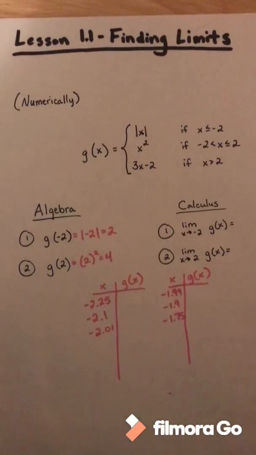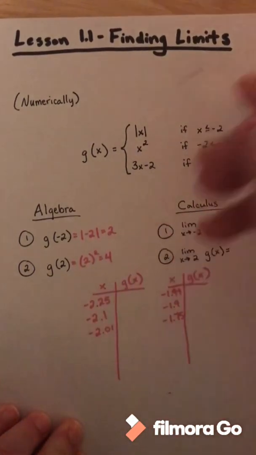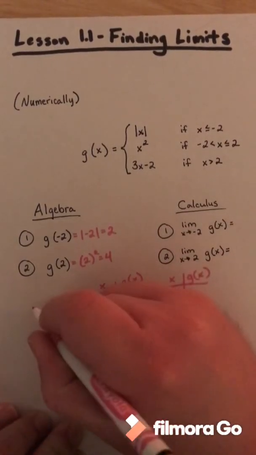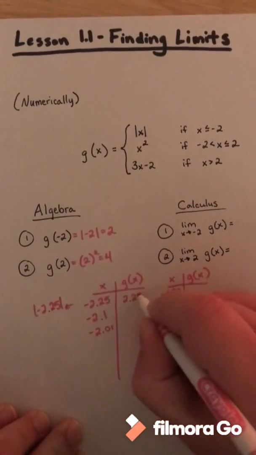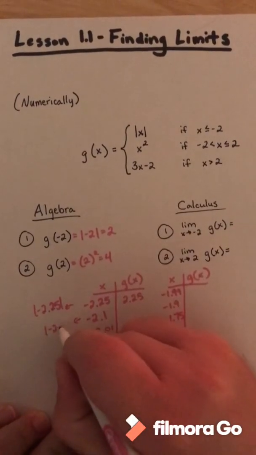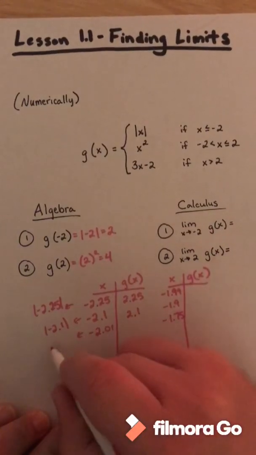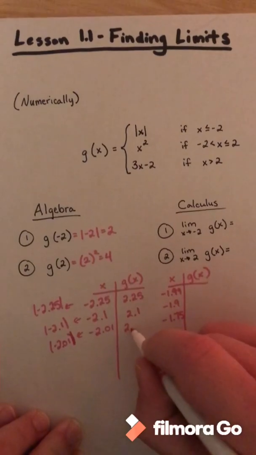All right, now that I've decided on what values I'm going to plug in here, I'm going to start trying to use my calculator now. So these values that are less than or equal to -2 are going to go in the top part. So we're going to do the absolute value. The absolute value of -2.25 is +2.25. Again, we're plugging into the top, the absolute value. So the absolute value of -2.1 is +2.1. And the absolute value of -2.01 is +2.01.